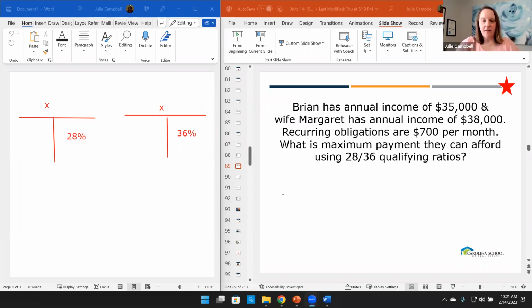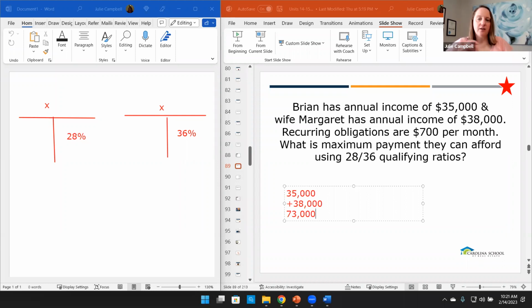Brian makes $35,000 a year. Margaret makes $38,000. So together they pull in $73,000 per year. Again, these solve for monthly. Please always remember that. These solve for monthly.